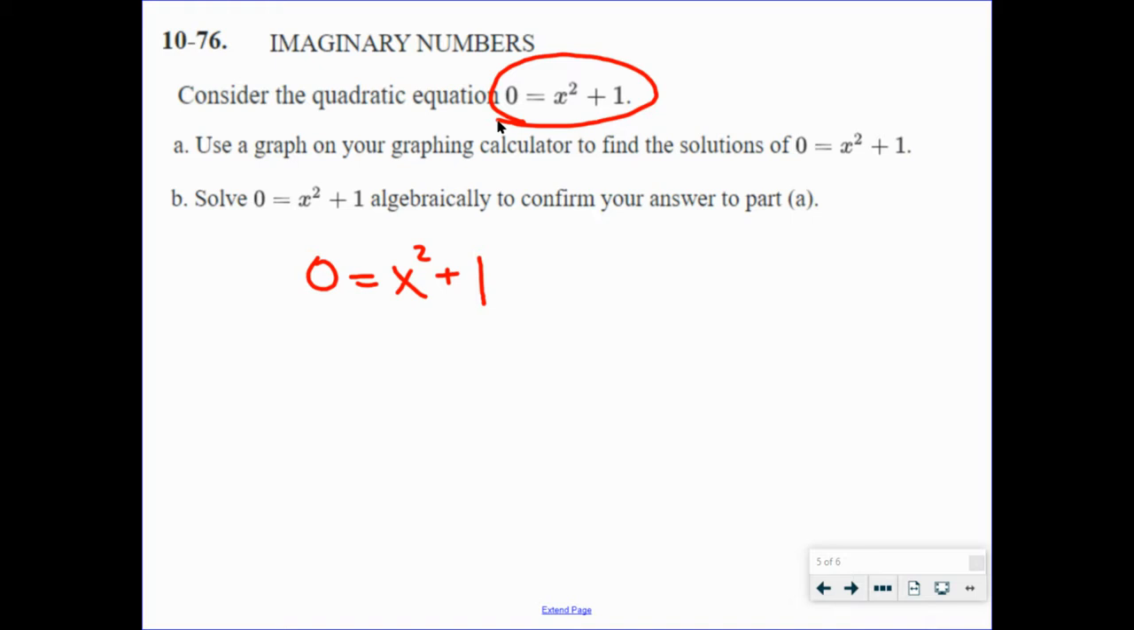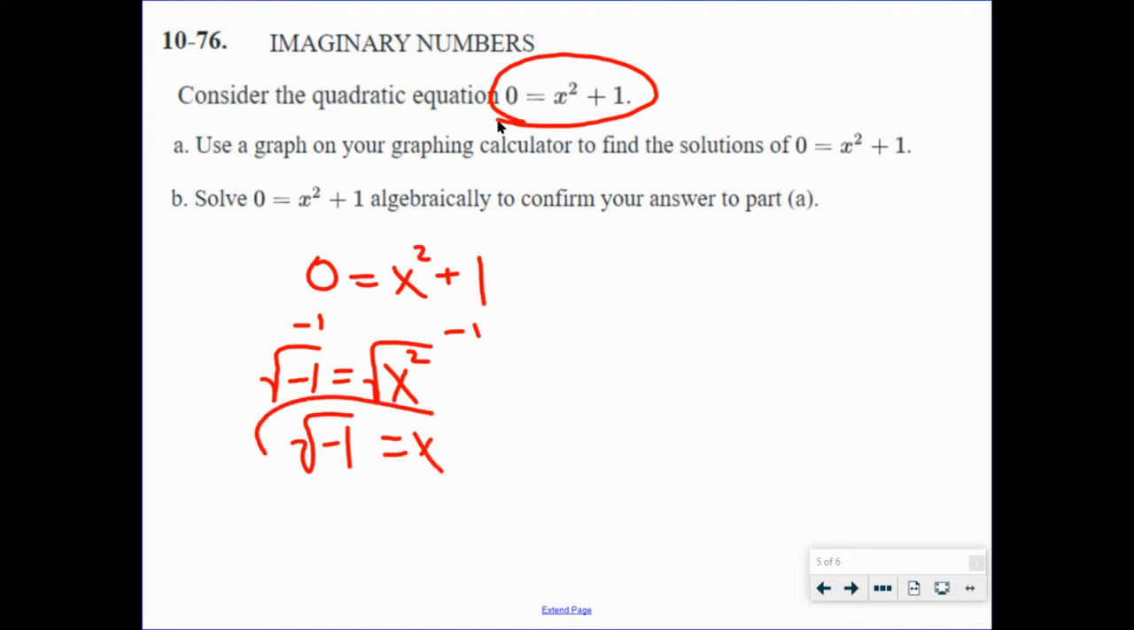But when we solve it, I'm going to subtract 1 from both sides. So you have a -1 equals x squared. And now I'm going to take the square root of both sides. And this is what we are left with. And the square root of -1 is what I'm going to begin to talk about as an imaginary number, all right?